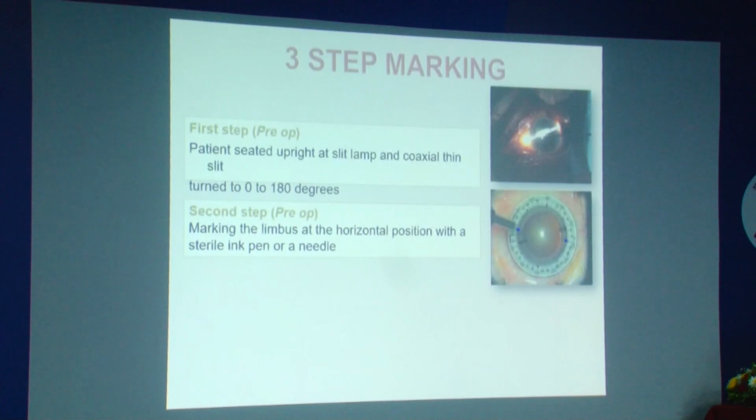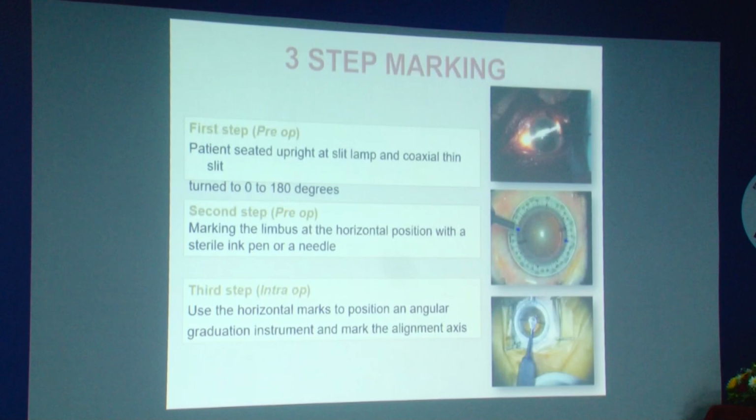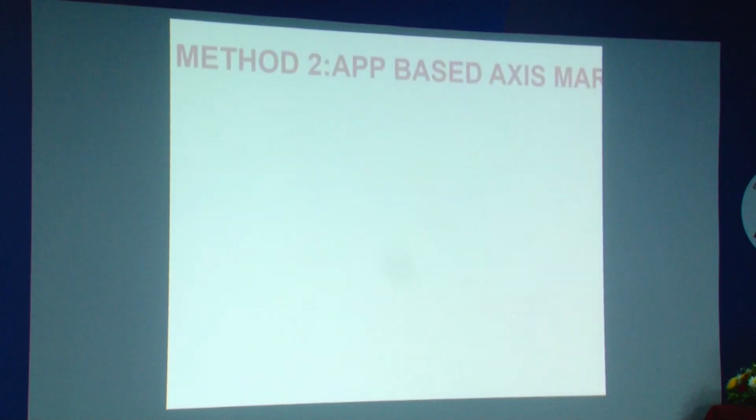It's important to mention here that all markings, whether it is pre-op or intra-op, should be done with a very, very fine and sharp tip pen, because if there's a smudge, there can be a difference of almost 4 to 5 degrees in the alignment of the lens. The third marking is obviously on the OT table. That is the final lens position marking.